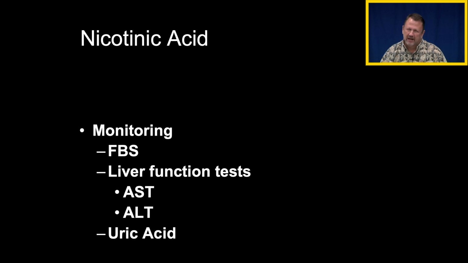Somebody taking nicotinic acid, we're going to monitor them the same way we're going to monitor somebody on a statin. So we're going to get liver function tests. They have all sorts of names. ALT and AST are some of them. Fasting blood sugar, a test for diabetes, and uric acid levels. We're going to want to know those levels on anyone who's taking nicotinic acid.